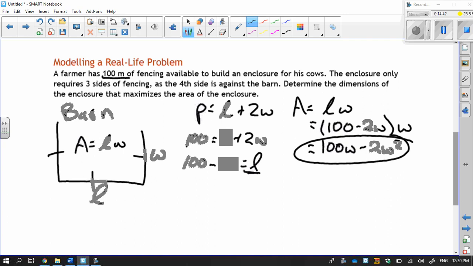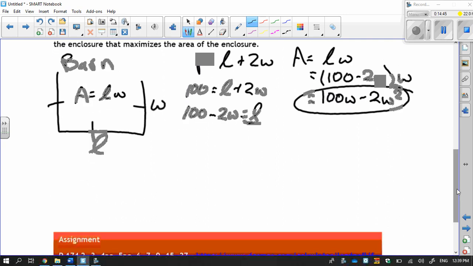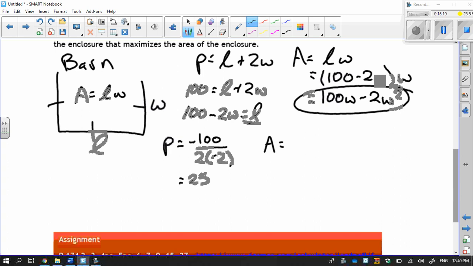We'll take that and plug it back in to our area formula. So area is equal to, now where am I going to plug it in? I'm going to plug it into my area, because that will tell me the maximum of my area. So area is equal to 100 multiplied by 25 minus 2 times 25 squared.